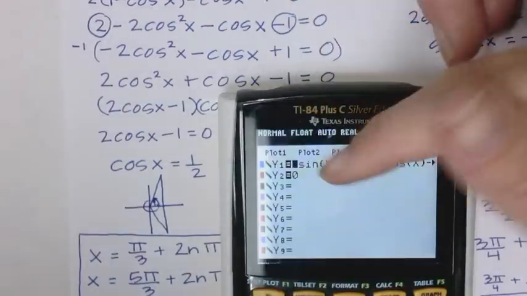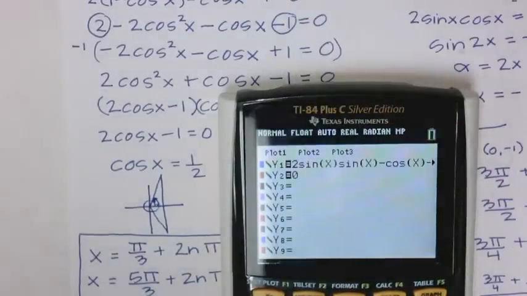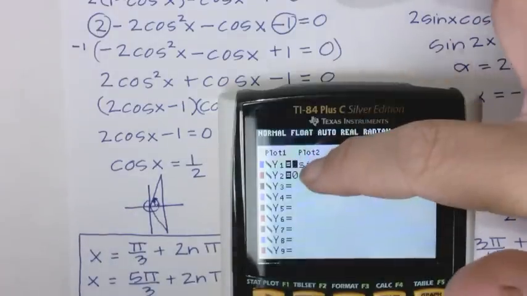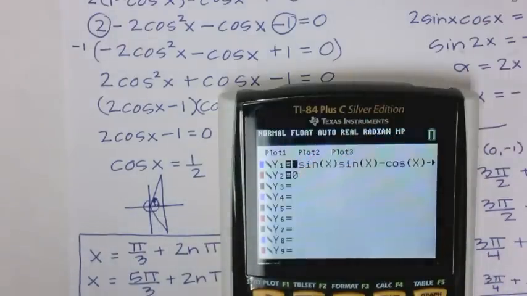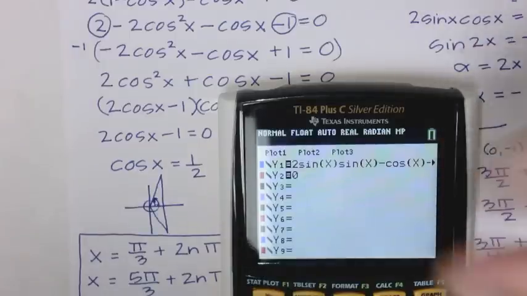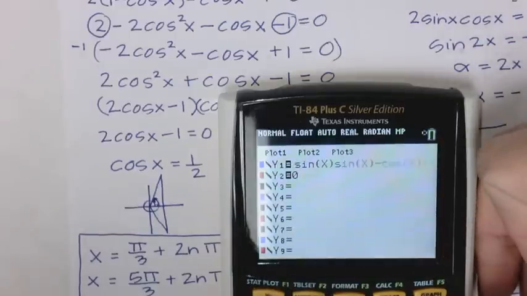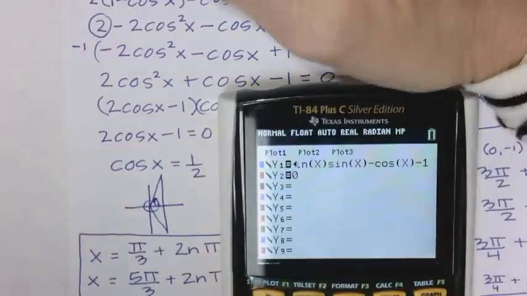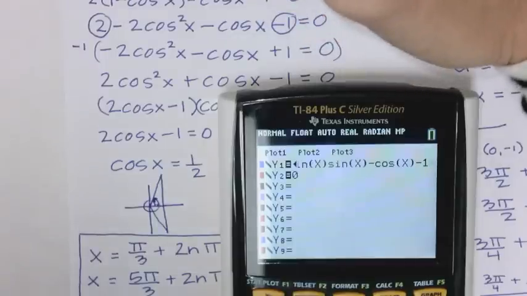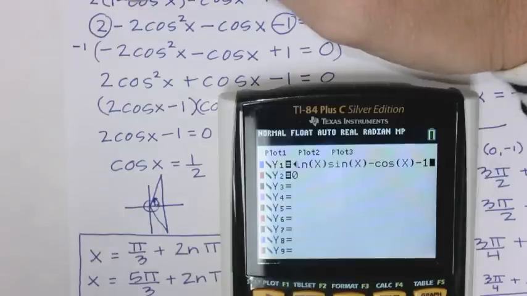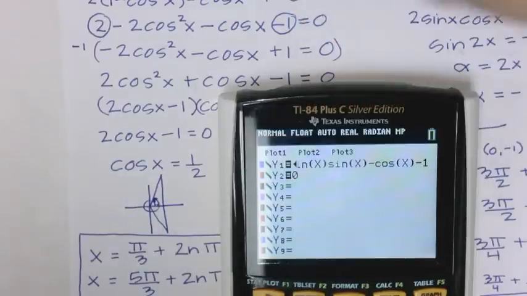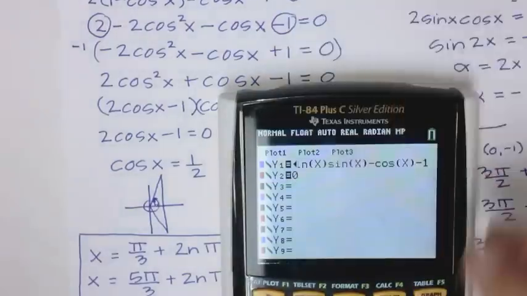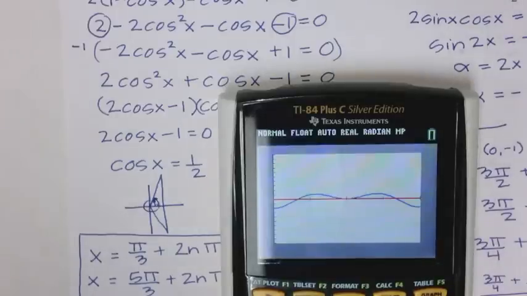Your calculator, I haven't figured out how to get it to do sine squared x, so I do sine x times sine x, which is still sine squared x, minus cosine x, and then minus 1. So just like we learned a couple of chapters ago, I'm plugging the left side of my equation into y1 and the right side into y2, and then I hit graph, and this is what it looks like. Now I've also changed my window.